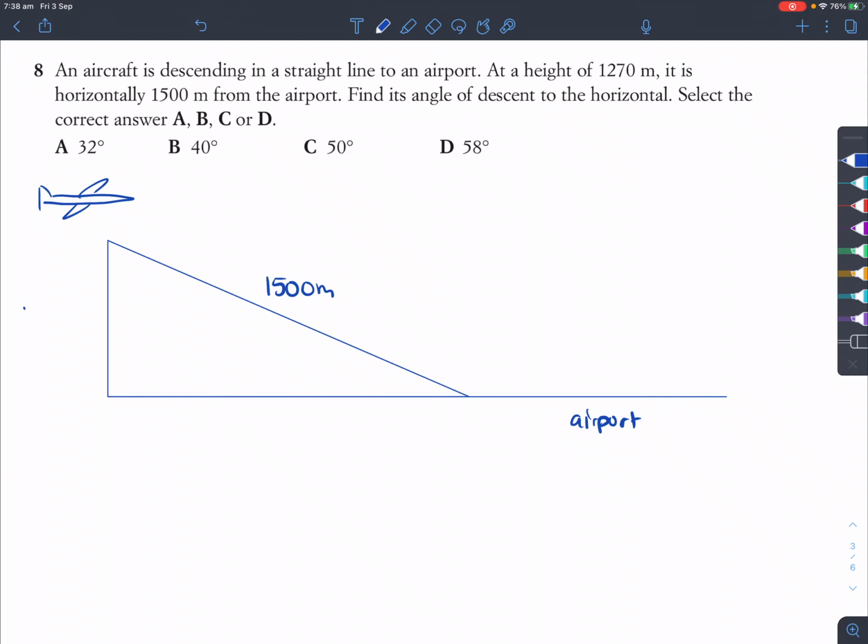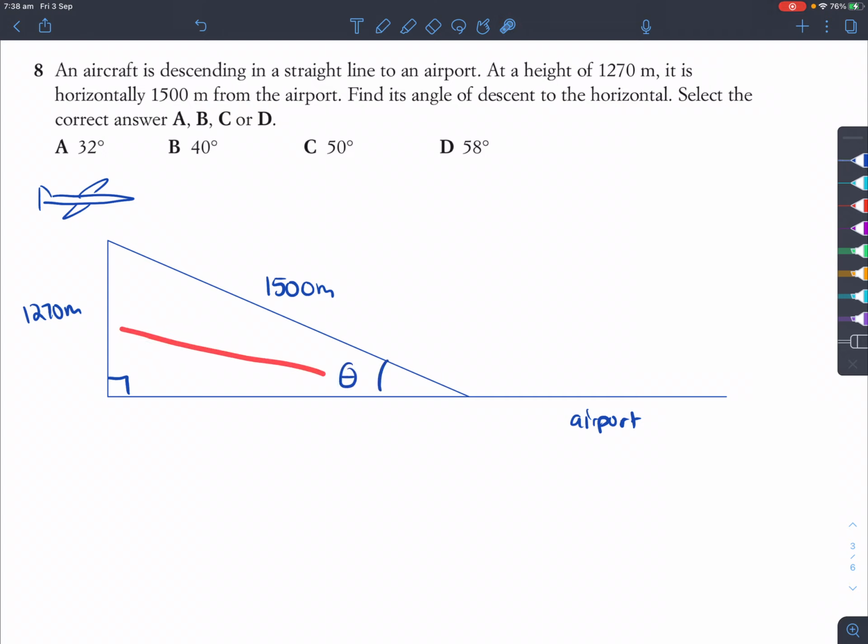Now the height is 1,270 meters above the ground, apparently. And you must write a 90-degree angle there to indicate it's a right angle triangle. We're trying to find its angle of descent to the horizontal, which means it's this angle here to the horizontal. So let's call that theta.